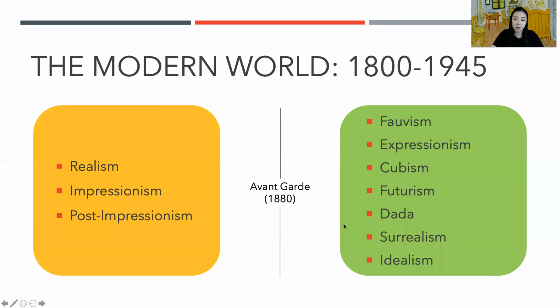Before the avant-garde, there were three major art movements: realism, impressionism, and post-impressionism. And after the avant-garde, diverse art movements arose: Fauvism, expressionism, cubism, futurism, Dada, surrealism, and idealism. In this video, we are going to see the art movements before the avant-garde.